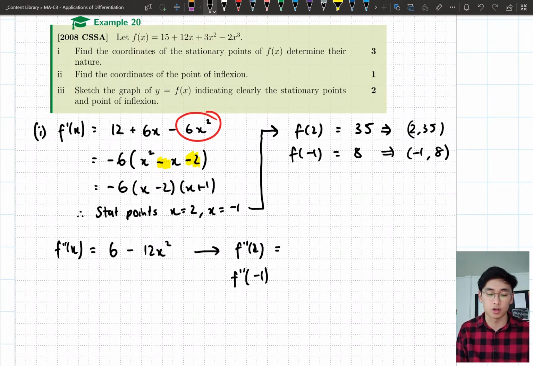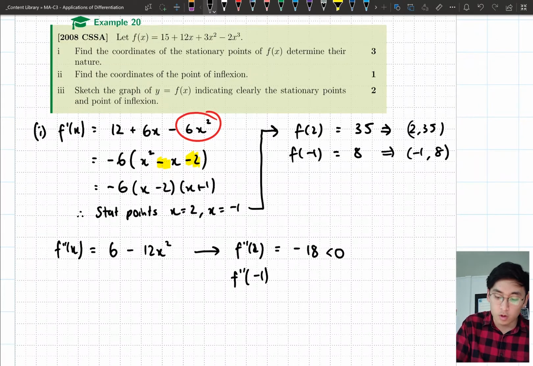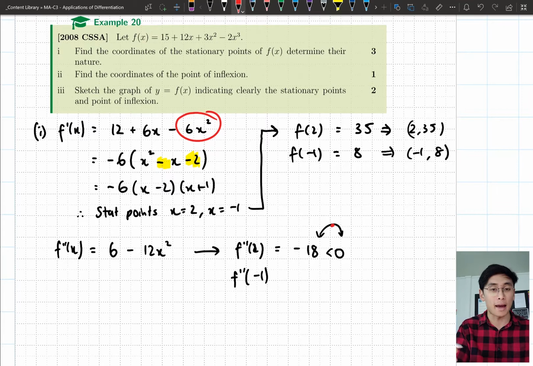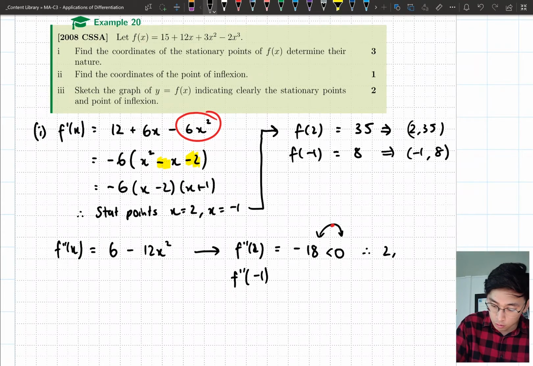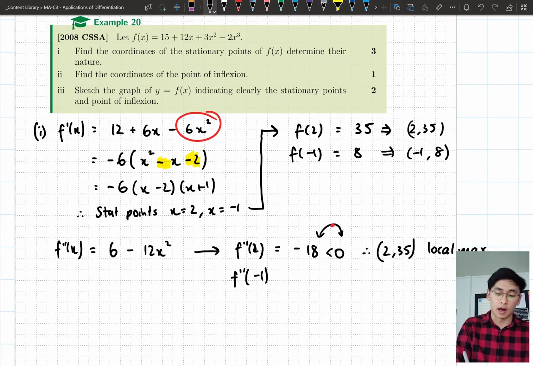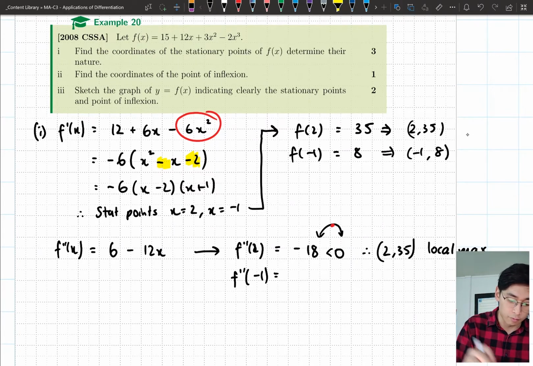Okay, when I sub in 2, I believe I get negative 18. Now negative 18, we're just checking if it's positive, negative, or 0. This number is negative, which means that the graph at that point is concave down. Now also know it's a stationary point, so it has to be the point at the top. So this is a local maximum. So I'm going to say, therefore, (2, 35) is a local maximum. Okay, I'm going to sub in negative 1 now. So I'm going to have 6 minus 12 times negative 1 squared, which I believe, oh, hang on. Oh, this should be negative 12. Whoops, my bad.